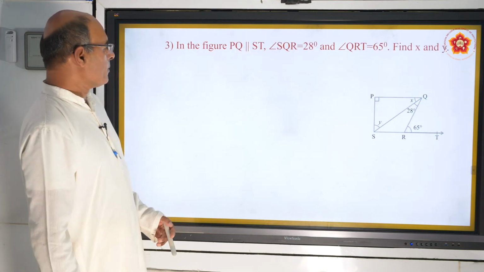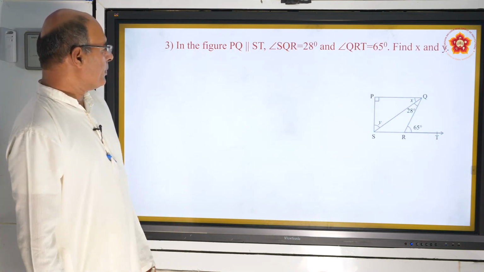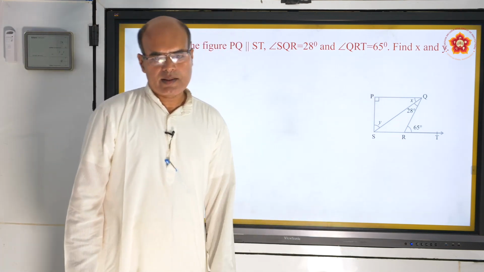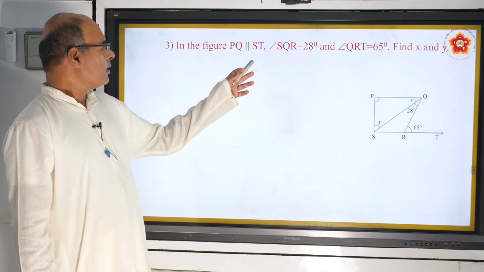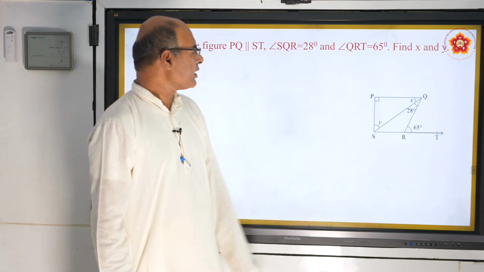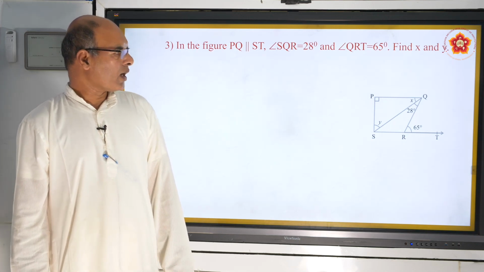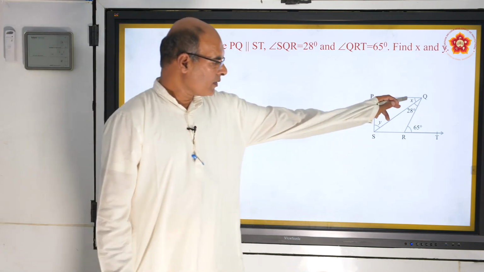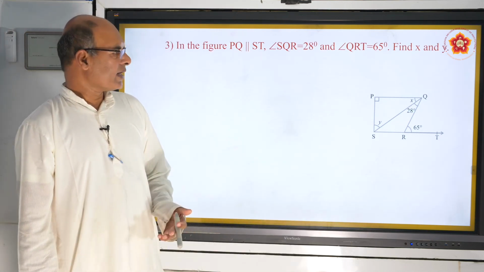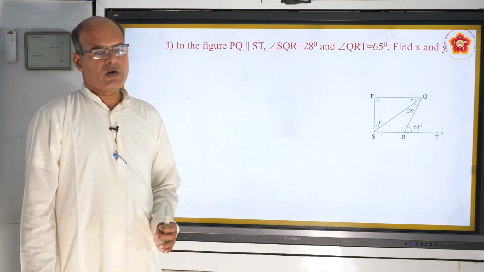So last question. In the figure, PQ is parallel to ST. PQ is here, ST is here. They are parallel, it is given. Angle SQR is equal to 28 degree. And angle QRT is equal to 65 degree. That is the exterior angle for this triangle. Find X and Y.